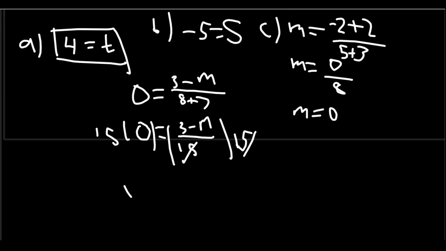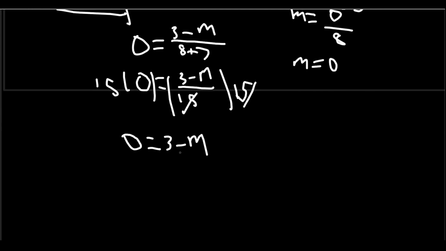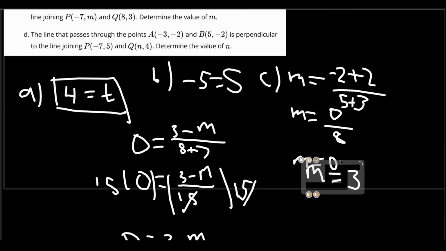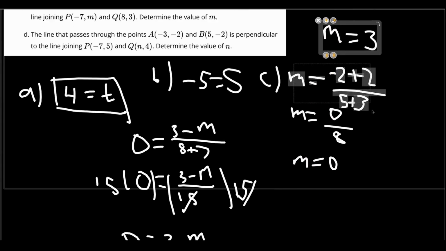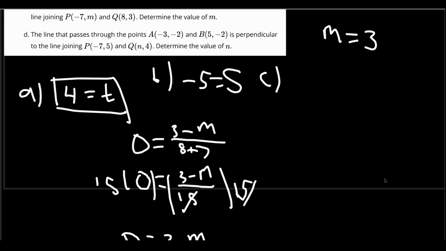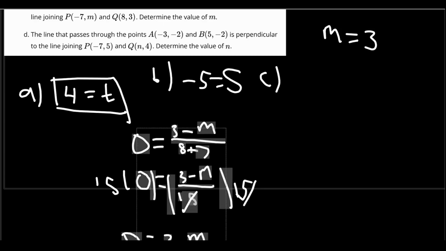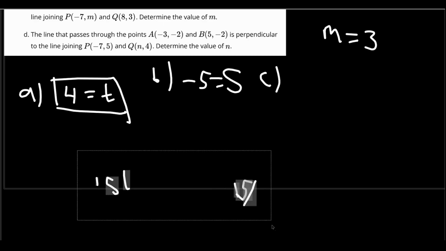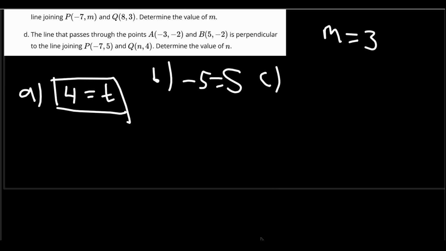And we get 0, because 15 times 0 is just 0, equals 3 minus m. We can add m to both sides, and we get m is equal to 3. So that is the answer to C. Okay.